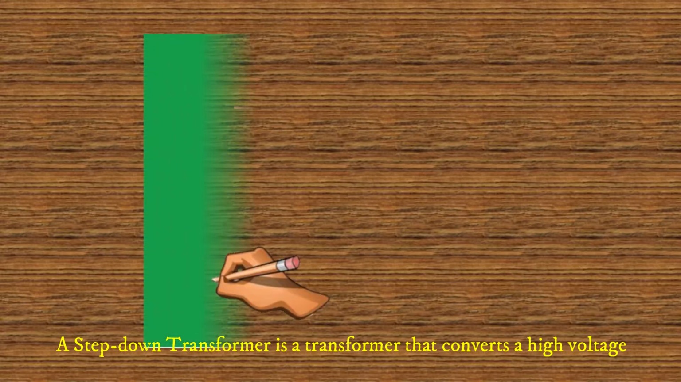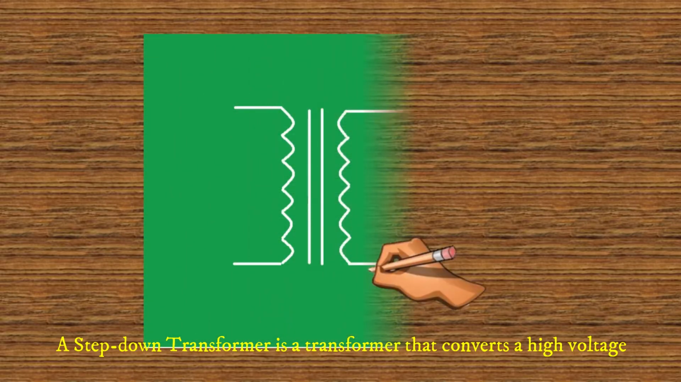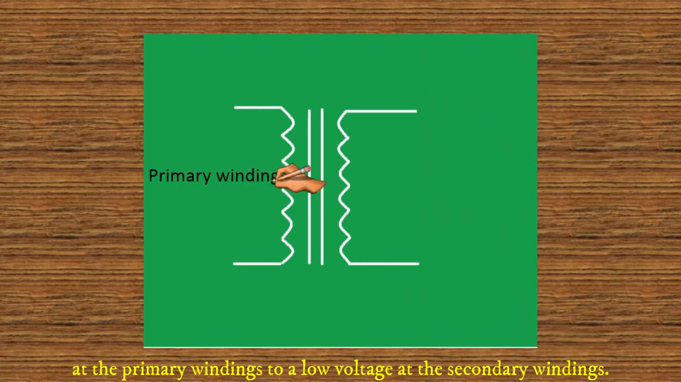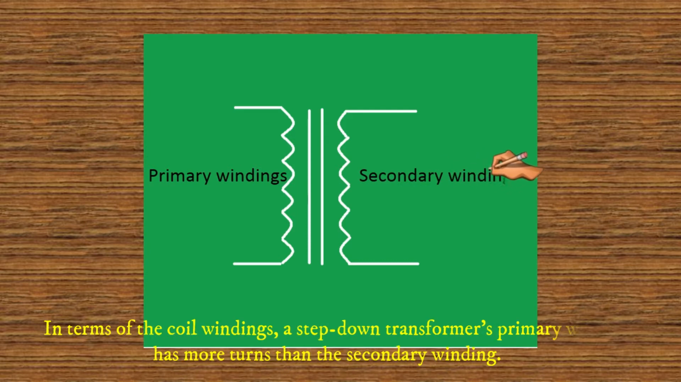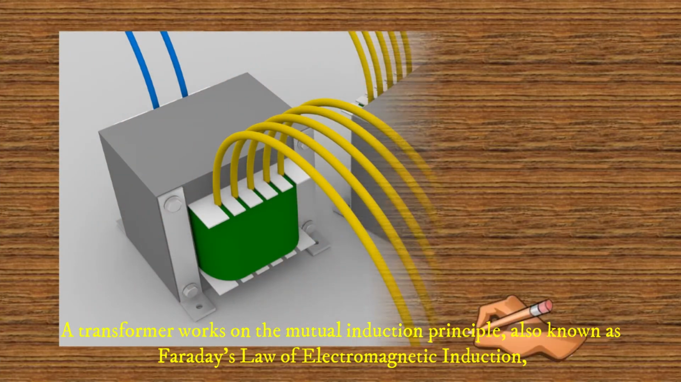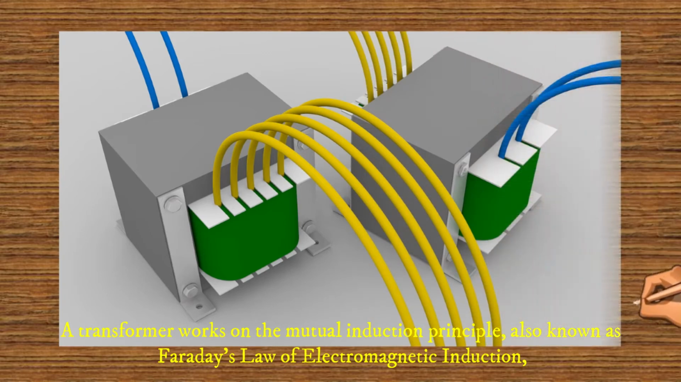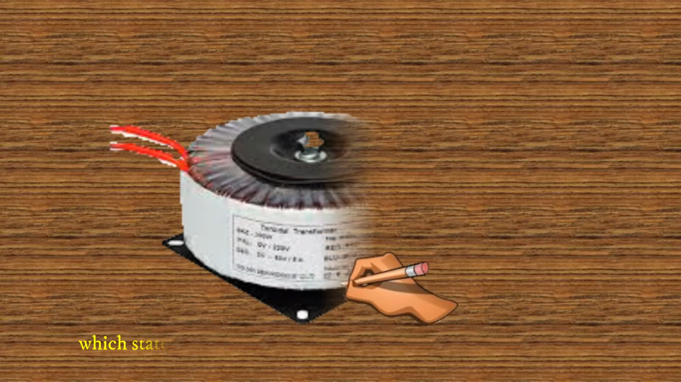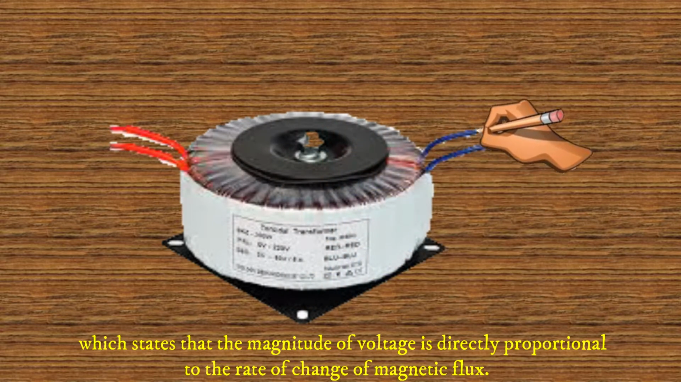A step-down transformer is a transformer that converts a high voltage at the primary windings to a low voltage at the secondary windings. In terms of coil windings, a step-down transformer's primary winding has more turns than the secondary winding. The transformer works on the mutual induction principle, also known as Faraday's law of electromagnetic induction, which states that the magnitude of voltage is directly proportional to the rate of change of magnetic flux.